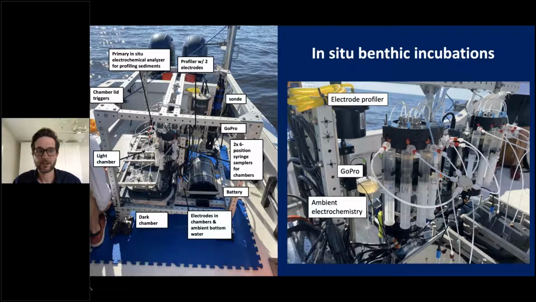So we had a dark, or opaque, chamber and we had a transparent chamber, so we could look at the disparate effects of photosynthesis and respiration. We collect syringe samples over time from each of these chambers, on the order of every hour and a half or so.